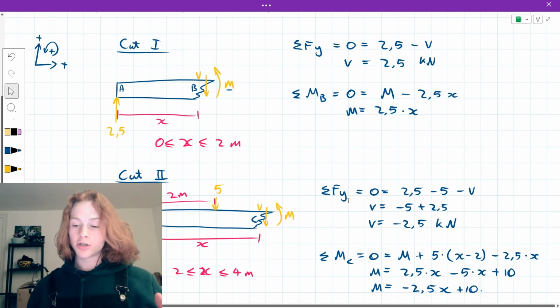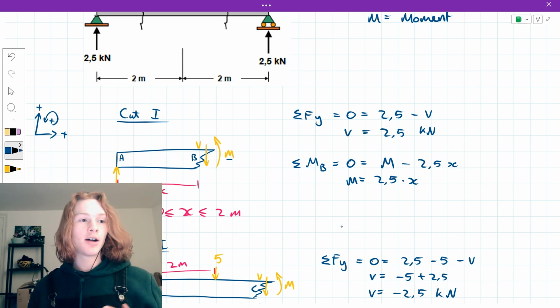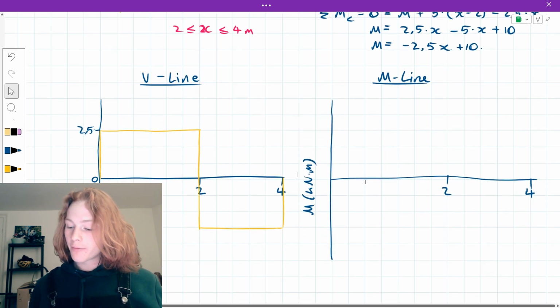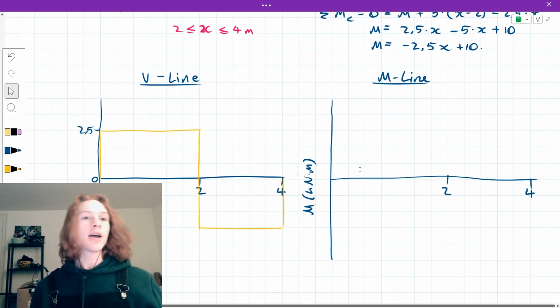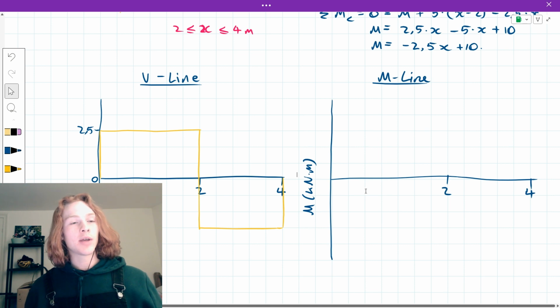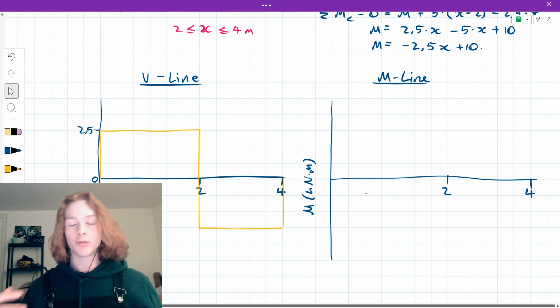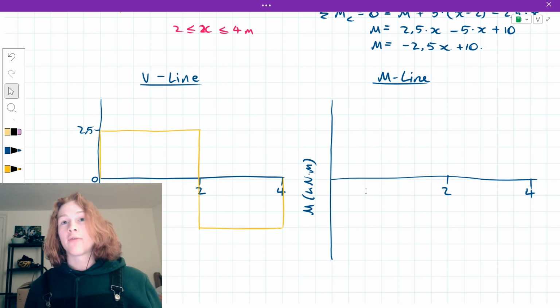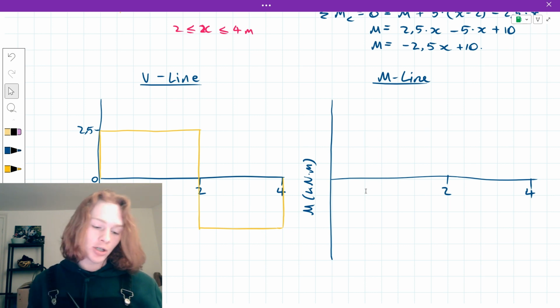Okay, so between 0 and 2 meters, the line of M is 2.5x, which means that for every value in the x direction that we increase, the value of the y direction will increase by 2.5. That means, in this example, that for every meter we go along the beam, the internal bending moment increases by 2.5.